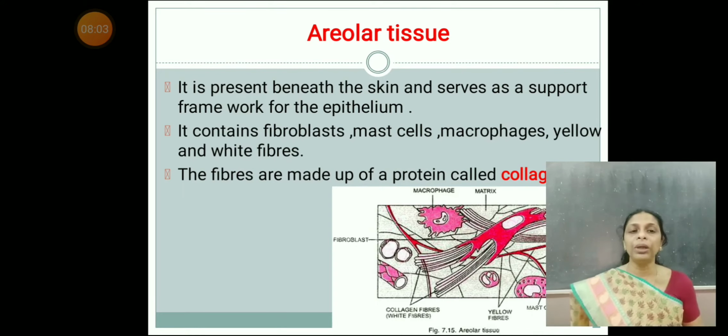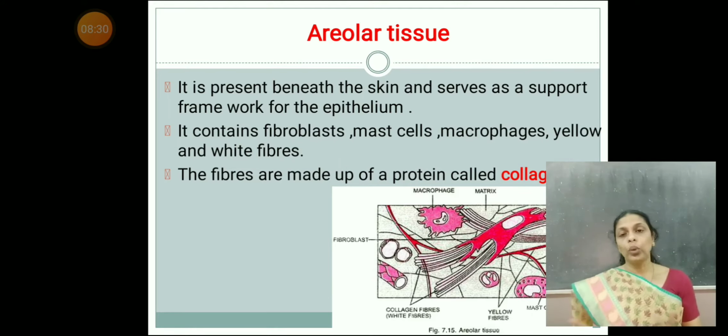So here in the picture you can see the areolar tissue. The pink colored big cells are the macrophages. You can see the fibers which come out through another pink colored structure. Those are the yellow and white fibers. Then in between, again you can see thin scattered fibers. You can see mast cells, right? So all these are the different types of cells which are found in areolar tissue.